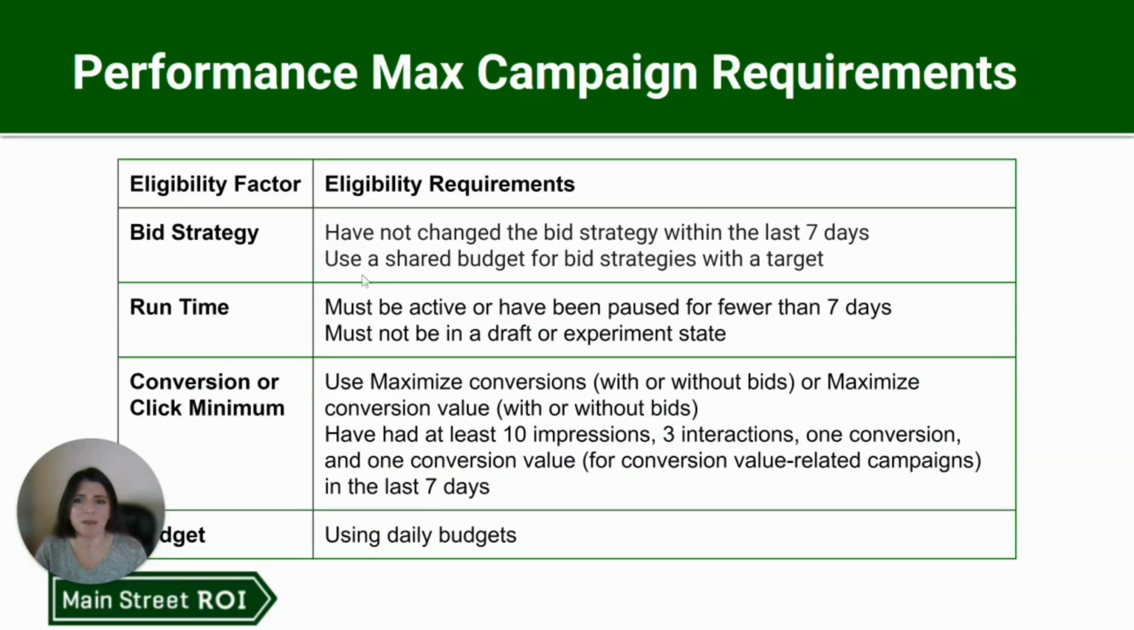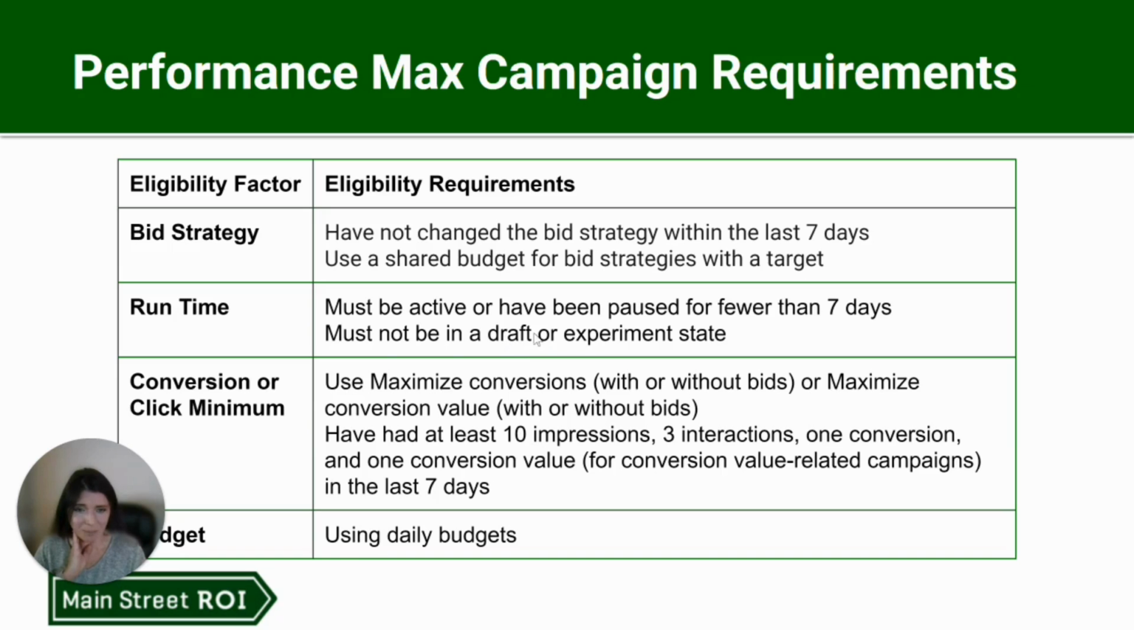And honestly, this is a little bit vague as far as the requirements from Google. I have gone in to do performance planning with Performance Max campaigns, but they were not using a shared budget. So yeah, I'll have to look into that because that's a question I have too. But now the runtime, it must have been active and not been paused for fewer than 7 days. So of course it must be an active campaign.